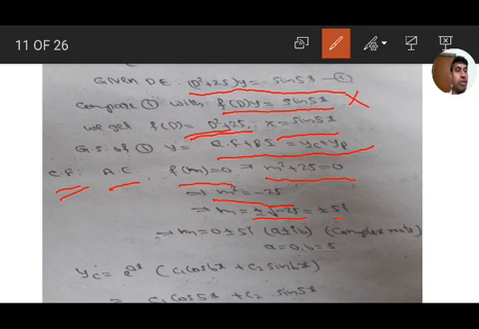25 means 5, square root of minus 1 means i, plus or minus i, that is 0 plus or minus 5i. A plus or minus ib form means complex roots. Here a equal to 0, b equal to 5. Okay, m square equal to minus 25 we are getting.